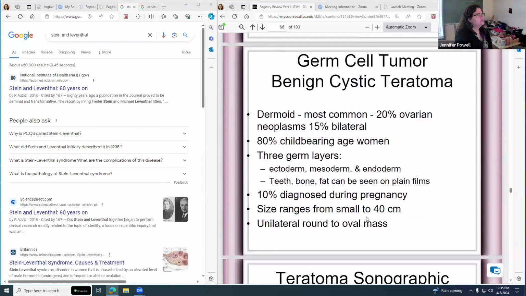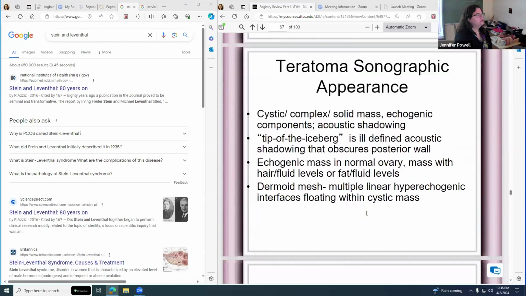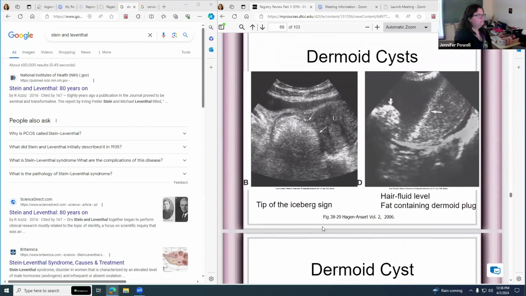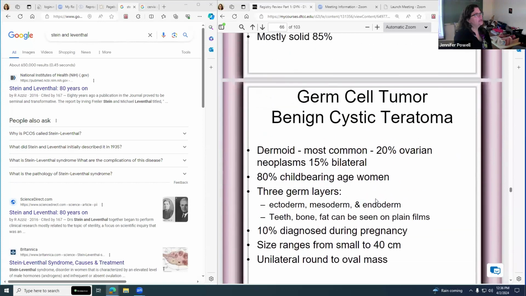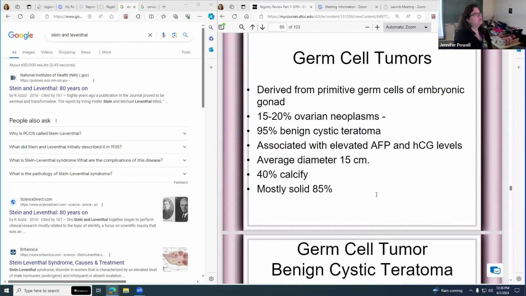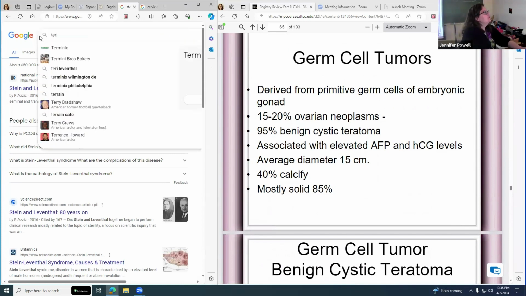Let's see if she has pictures. Yep. Because they're made of germ cells, and there are all 3 layers of the germ cell, you can have different types of tissue. I'm sure you guys have all heard this. You can have hair, you can have teeth, you can have fat. I think these are so darn interesting.